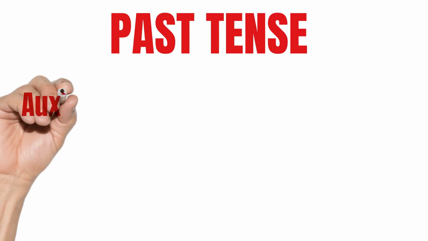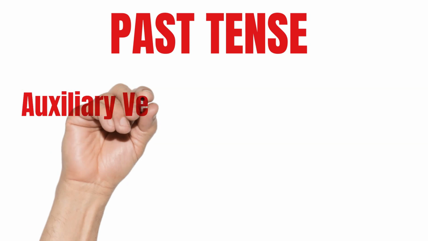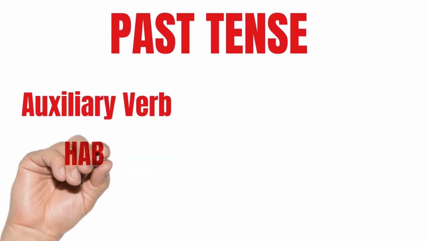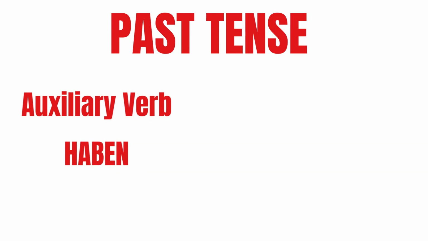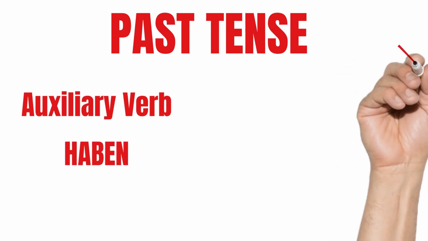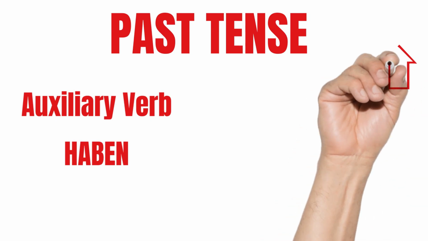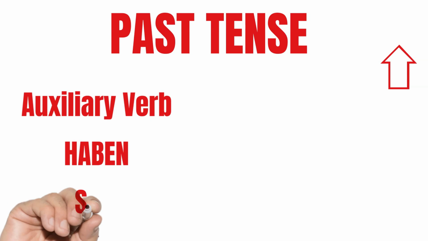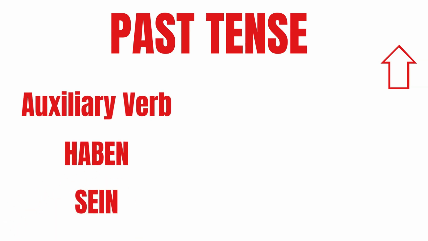First of all, we need an auxiliary verb. On the one hand, this can be haben, in dialect haum, in English to have. If you want to know more about the verb to have in Austrian German, please check out this video. On the other hand, the verb sein can be used as well, which is to be in English. I've also produced a video about the verb to be in Austrian German, if you're interested in it.